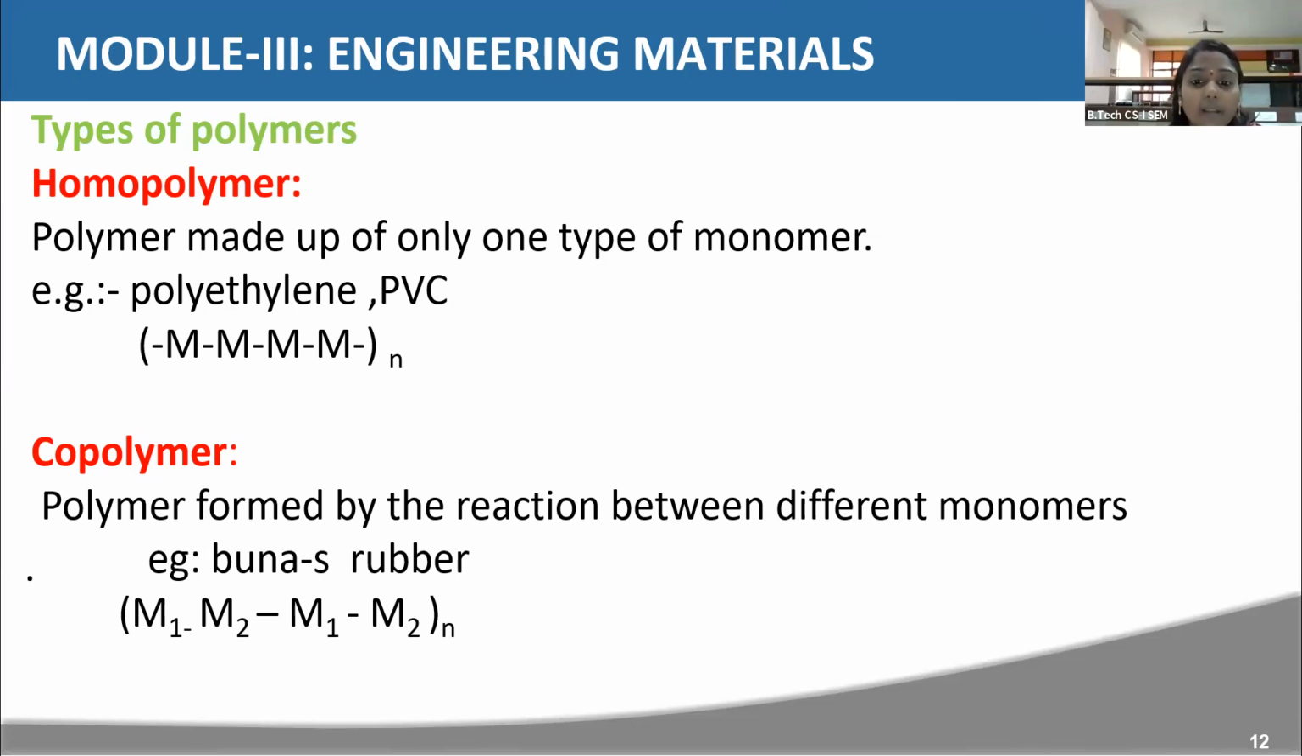The next one is copolymer, which is exactly the opposite: a polymer formed by the reaction between different monomers. Example, Buna-S rubber. Here you can observe in Buna-S rubber, two different types of monomers are present in the polymer. Homopolymers have the same type of monomers; copolymers have different types of monomers. Example, Buna-S rubber.